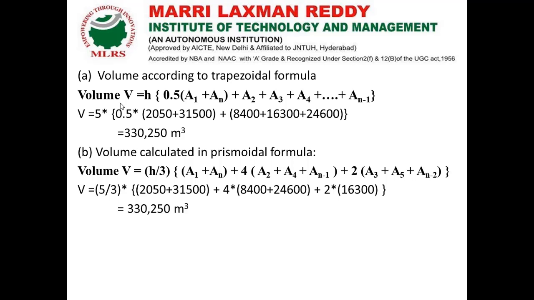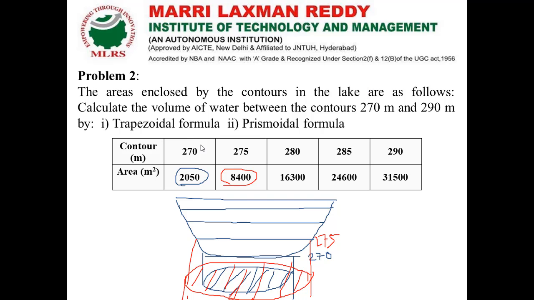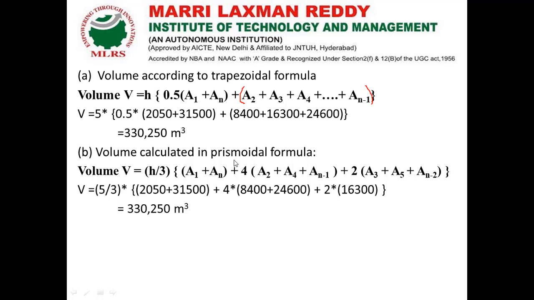So in the trapezoidal formula, H into (A1 plus AN) divided by 2 plus the remaining ordinates. By substituting the values we can get the answer directly. Here the H is nothing but the 5 meter interval, which we take as H or D. Next, by using the prismoidal formula, V equal to H by 3 into A1 plus AN plus 4 into even areas plus 2 into remaining odd areas, so that we get the answer of 3,30,250 meter cube.